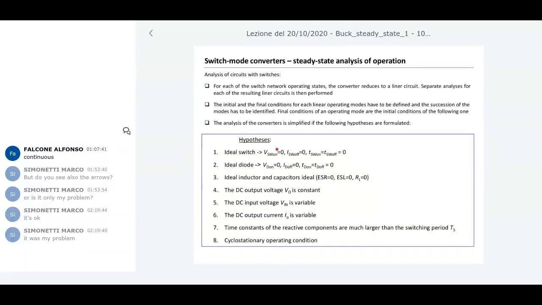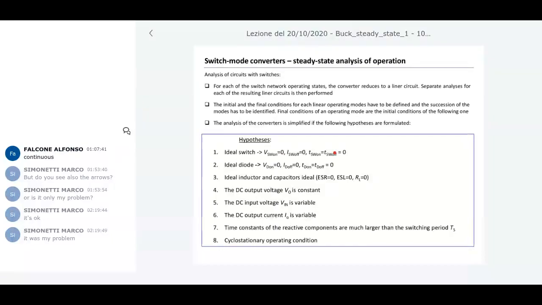For the diode, the same discussion. Ideal diode means that when the diode is on, it is a short circuit. The voltage across it is null. When the diode is off, it is the same as an open circuit. The current flowing through the diode is null. Again, the delay time for the turn-on and turn-off is null. They can be instantaneously commanded to be on or off.